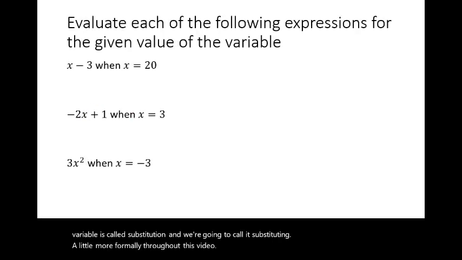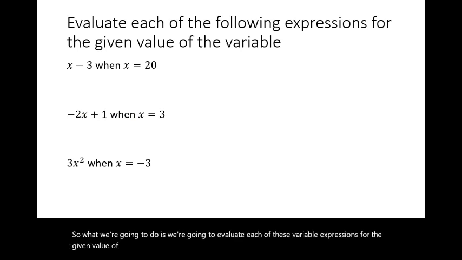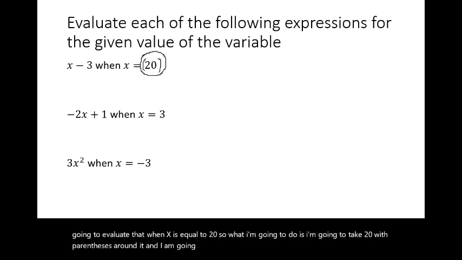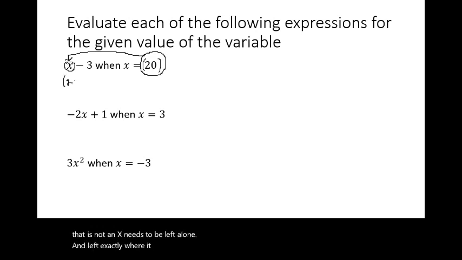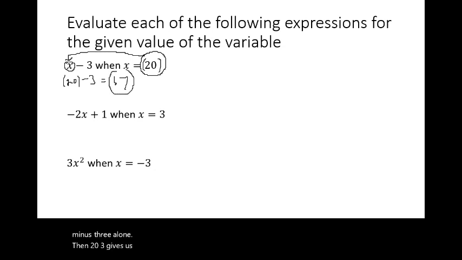So what we're going to do is evaluate each of these variable expressions for the given value of the variable. We're going to start with the expression x minus 3, and we're going to evaluate that when x is equal to 20. So I'm going to take 20 with parentheses around it, and I am going to plug it into the expression in every single spot I see an x. Since x only appears right here, I'm going to plug 20 in for that x, and anything that is not an x needs to be left alone and left exactly where it is. So this x will get replaced with 20, and then I'm going to leave that minus 3 alone. Then 20 minus 3 gives us 17, and 17 is going to be our final answer.